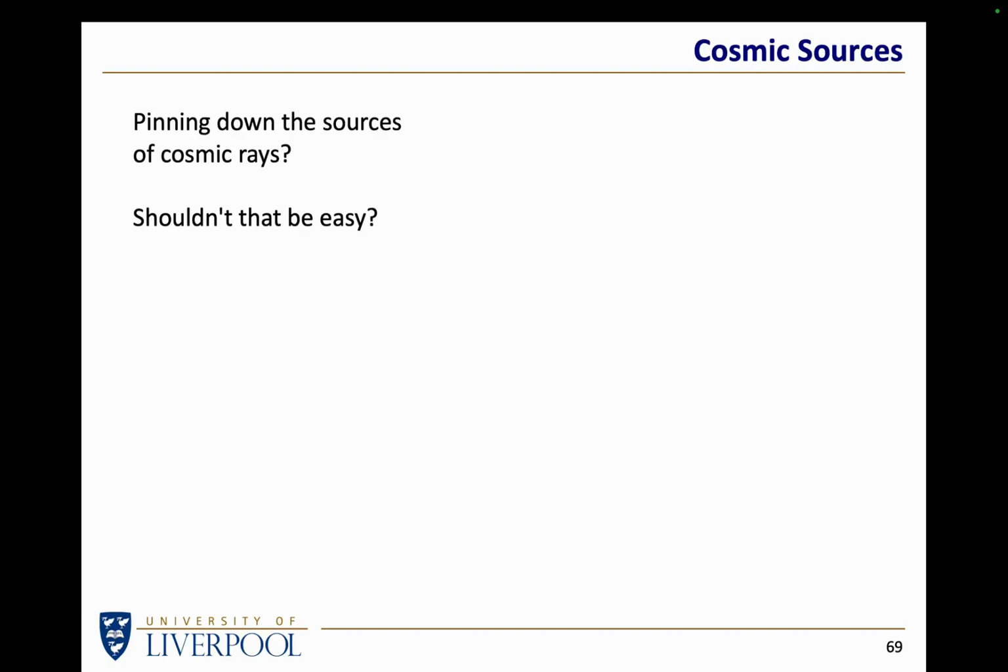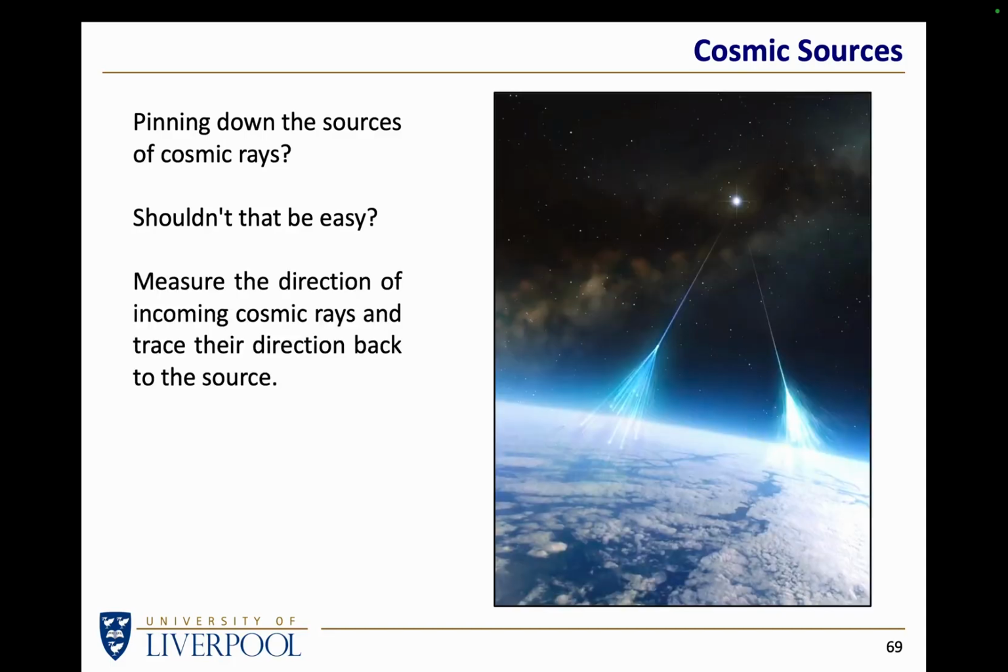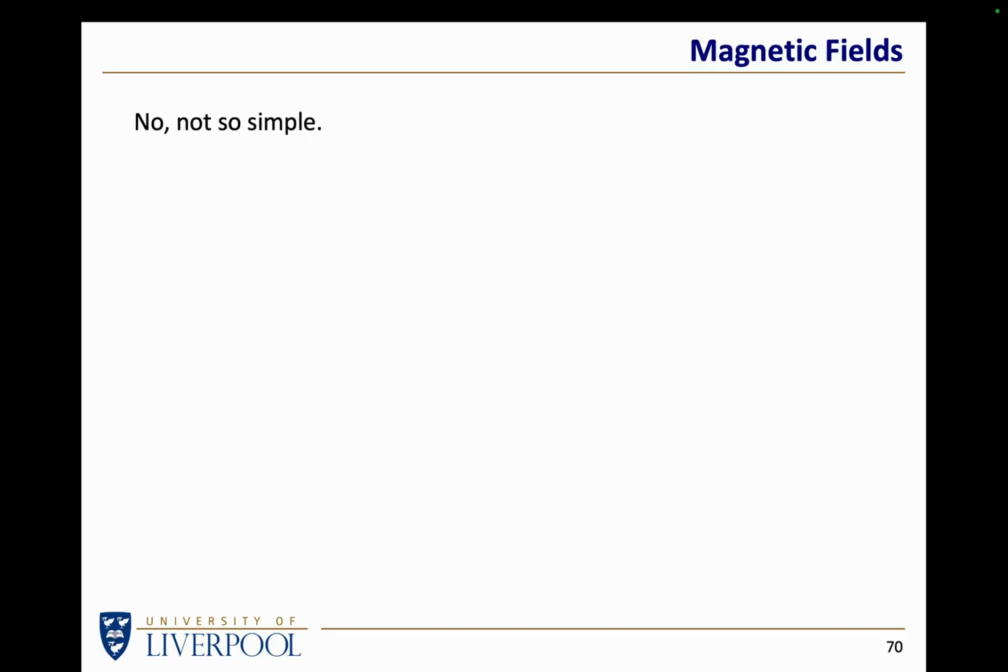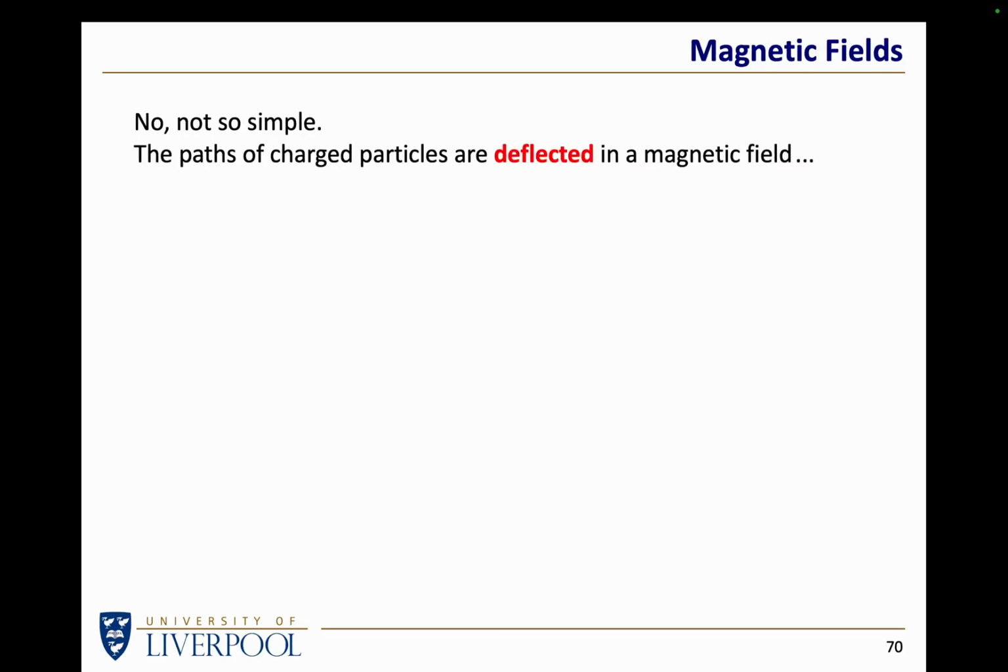But shouldn't that be easy to figure out? Remember, we've said that if a particle passes through one of these water tanks or ice tanks or air, we can basically look for the blue flash and see where this particle came from. So can't we just measure the directions of incoming cosmic rays and trace back to where they come from and see what's there? Well, in principle, yes, but no, it's not so simple, unfortunately, because we're talking about charged particles. Generally speaking, protons and maybe alpha particles, they're charged so they bend or get deflected in magnetic fields.